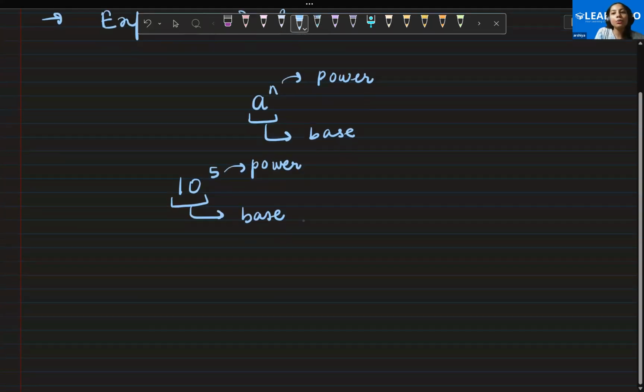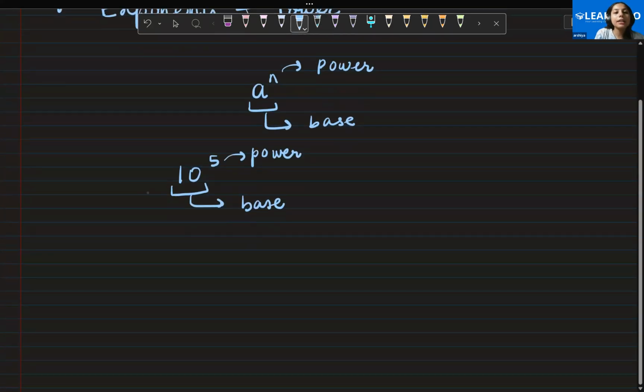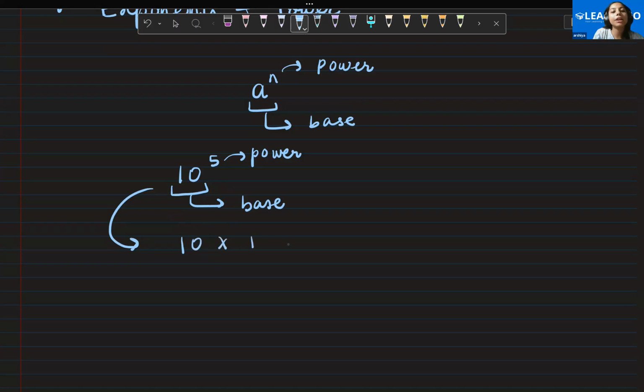Now, if I have to solve this number, this basically means that I'm multiplying 10 5 times. So what does this mean? That means I'll multiply 10 5 times. So 10 times 10 times 10 times 10 times 10. So this is 1, 2, 3, 4, and 5 times.